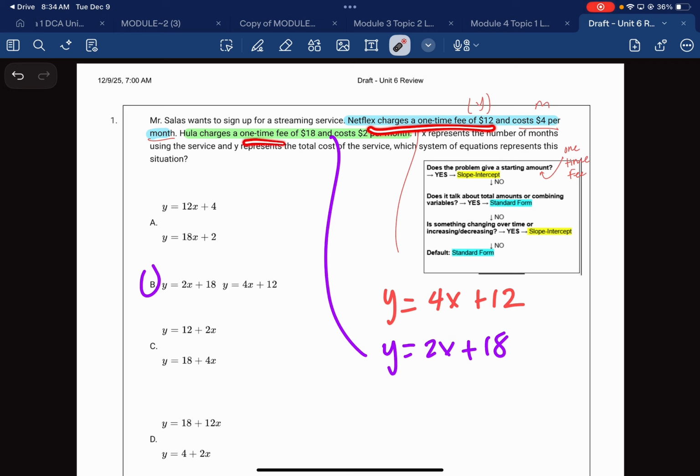You read it, and you determine, is it in y equals mx plus b form or ax plus by, so standard form. But notice all your answer choices. Because this is a one-time fee, that's your y-intercept. Because this is the cost per month, that's your rate of change, that's your slope.